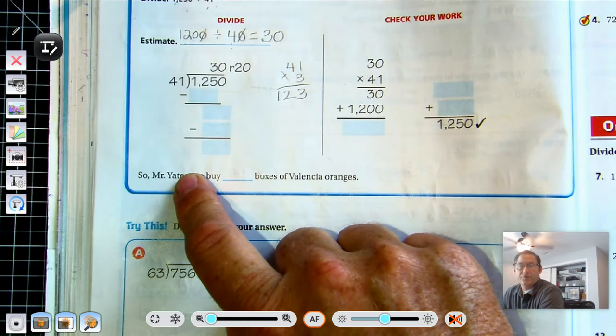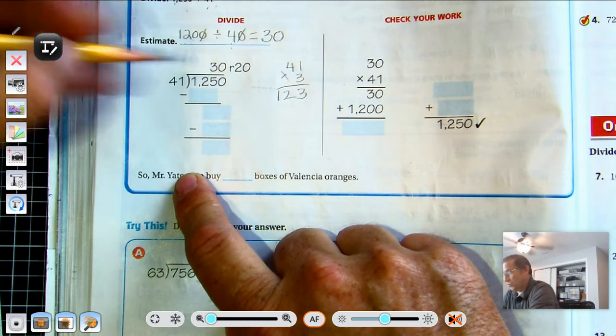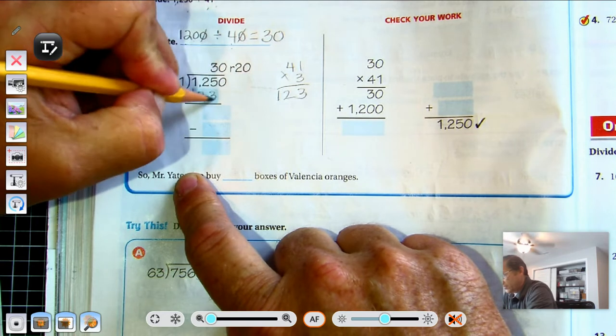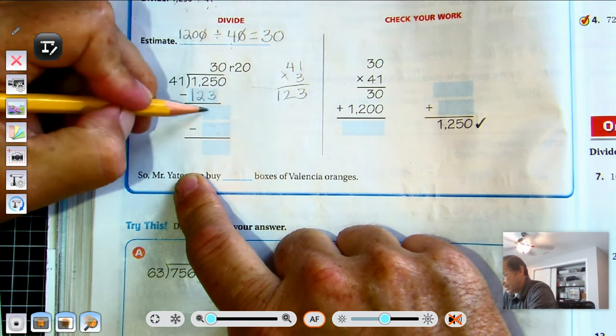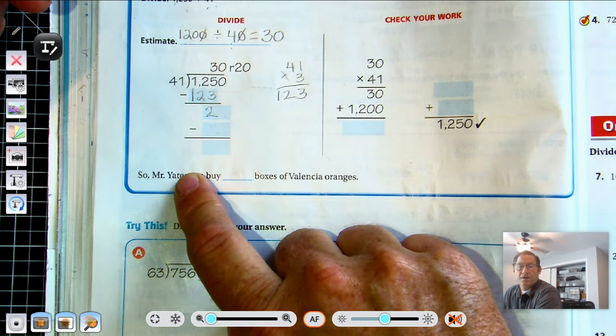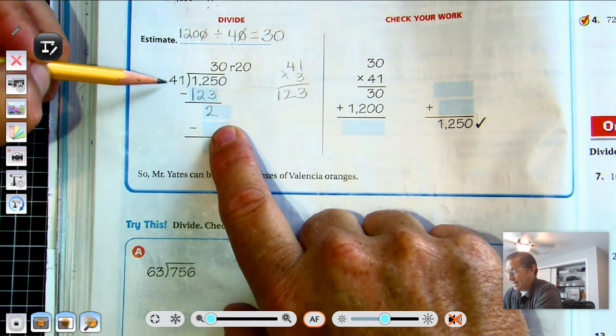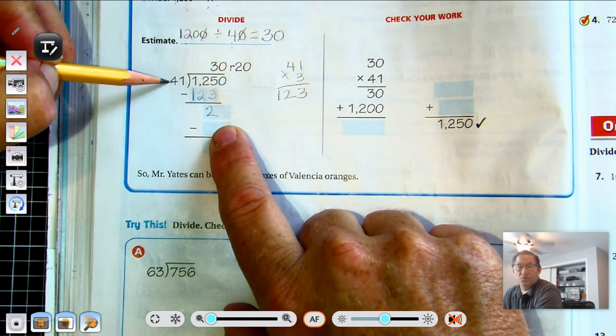3 times 1 is 3. 3 times 4 tens is 12 tens. So 123. Subtract, we're left with 2. Okay. 2 cannot be shared with 41 groups.